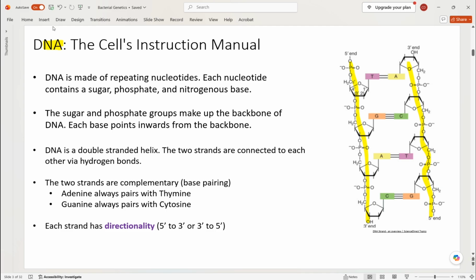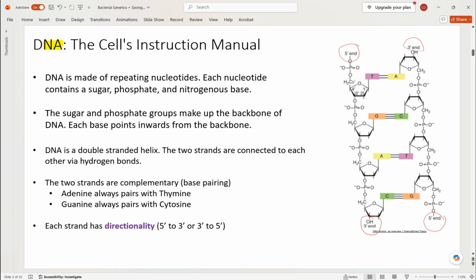All right, so there's a couple things that I want to point out with respect to the structure of this double-stranded helix. And that is going to be the directionality of the strands. So you'll notice that this left-hand strand has a 3' end on the bottom and a 5' end at the top. But look at the other strand. Its 3' end is at the top and its 5' end is at the bottom.